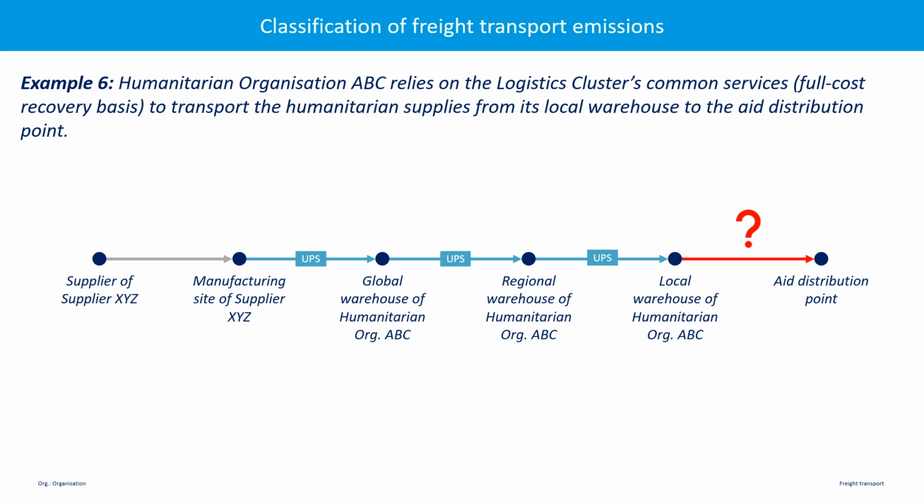Example 6. Let's look again at an alternative here for the last mile. Let's imagine that humanitarian organization ABC relies on the logistics cluster's common services to transport the humanitarian supplies from its local warehouse to the aid distribution point, and the cluster offers this service on a full cost recovery basis. What's the emissions category here?